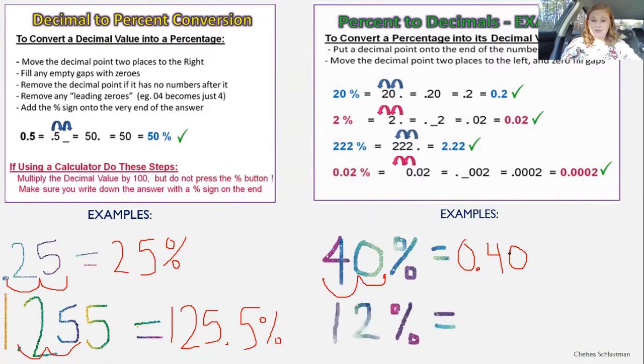And then we have 12%. We're going to place a decimal here at the back. We're going to shift it 2 spaces to the left, and our new answer is going to be 0.12. Super, super easy, I promise.